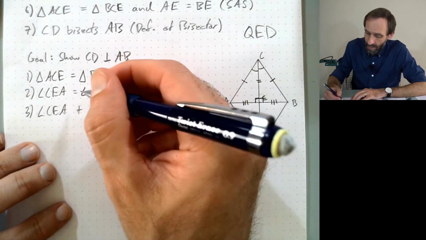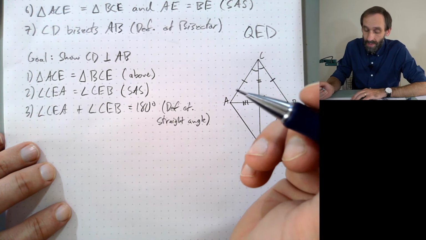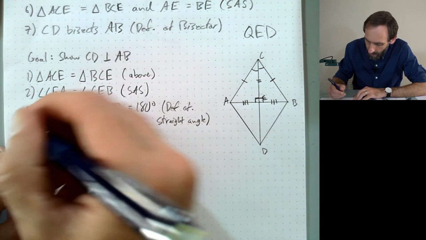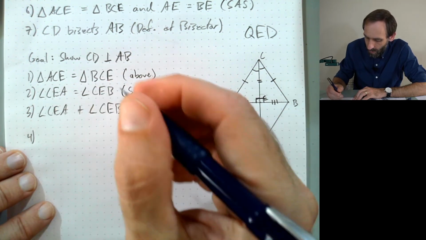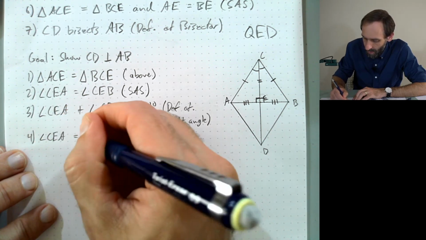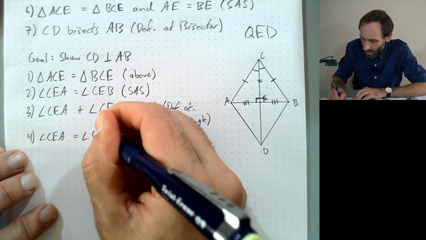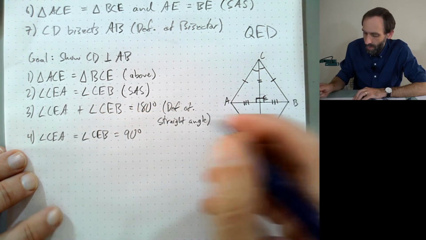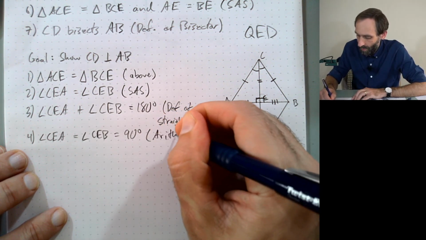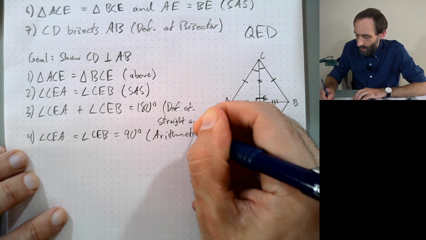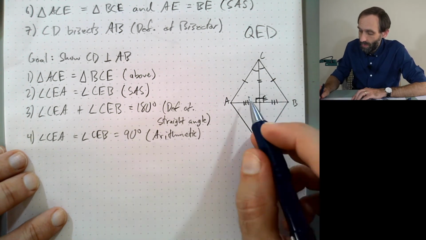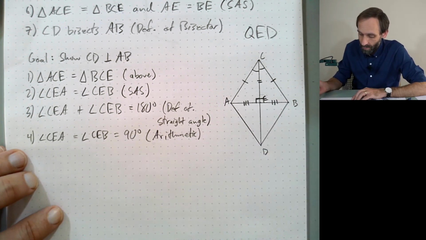Okay, well, since they're equal and since they add up to 180 degrees, then we'll say step 4, the angle CEA is equal to the angle CEB, which is equal to 90 degrees. Our justification for that, I'm just going to put arithmetic, because we can use arithmetic to determine that half of 180 is 90. So if the two are equal and they add up to 180, then each of them must be 90.